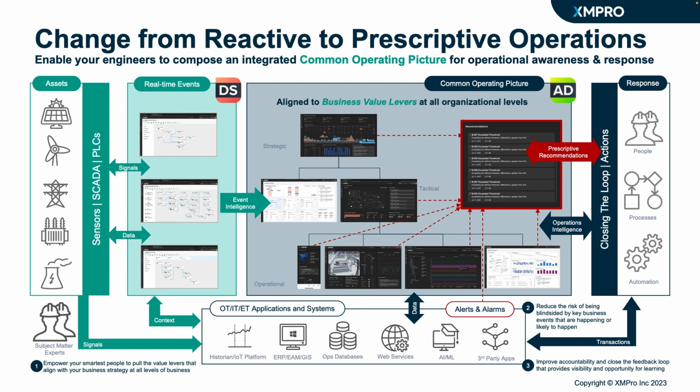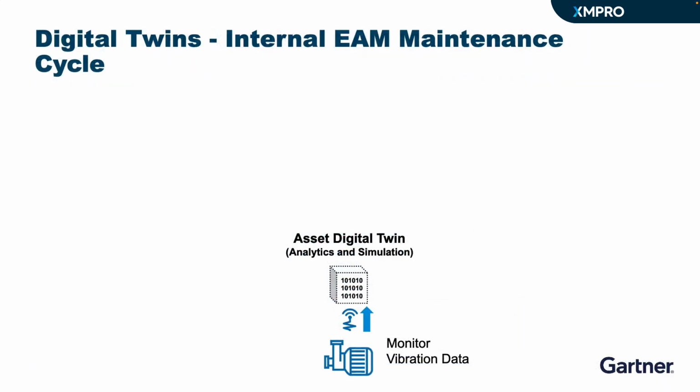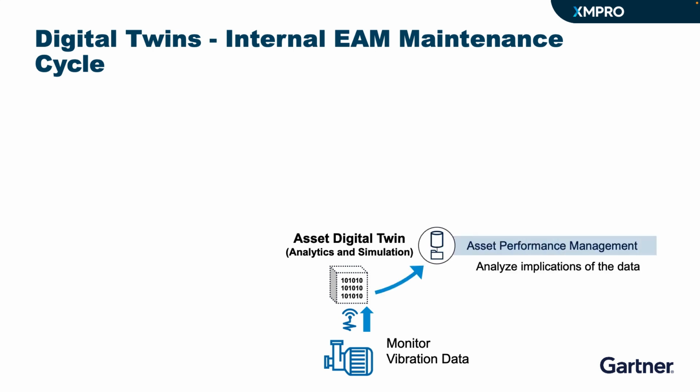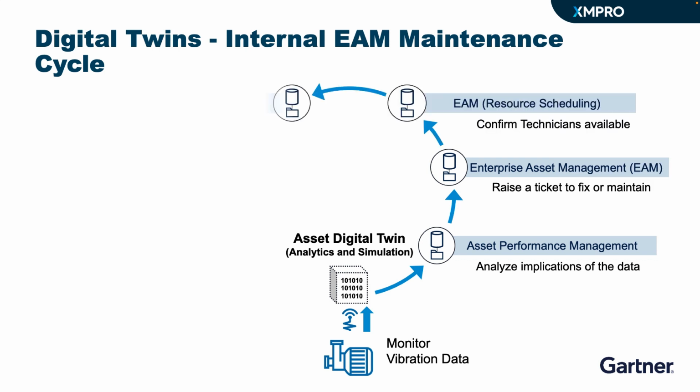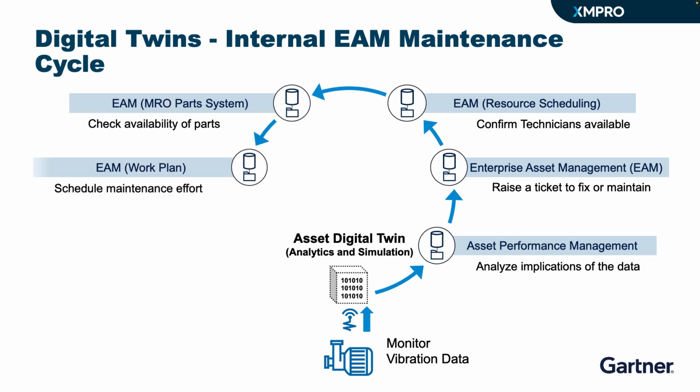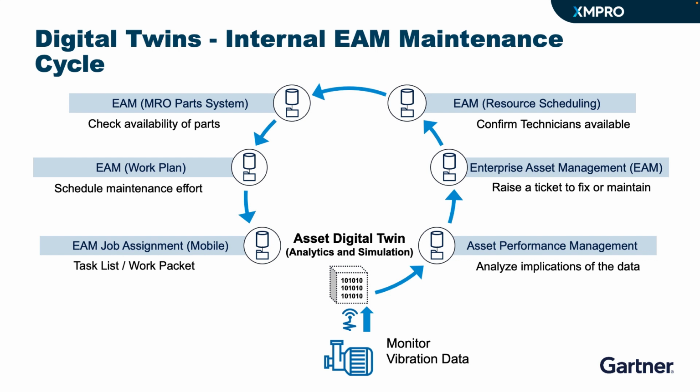And this is a whole new business process. But if I look at digital twins in terms of business processes, this is not new. This is from Gartner in terms of looking, for example, at a digital twin. What we're trying to do is the asset performance management. When something's wrong, we want to raise a ticket for maintenance. We want to make sure that we've got people. We want to know that we've got spares. We want to schedule the maintenance effort, and also create tasks and work lists for technicians to go out and do that. And then at that stage, we can take the asset offline for maintenance.